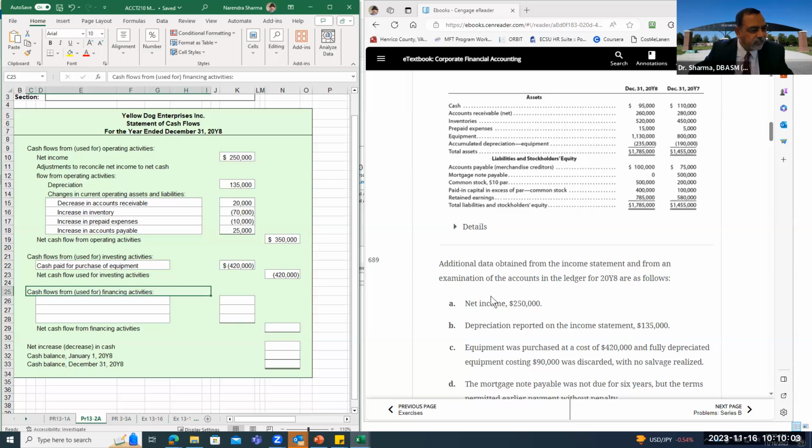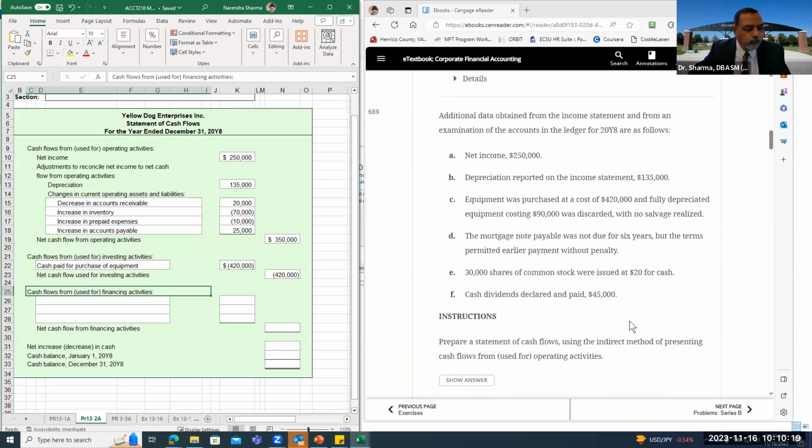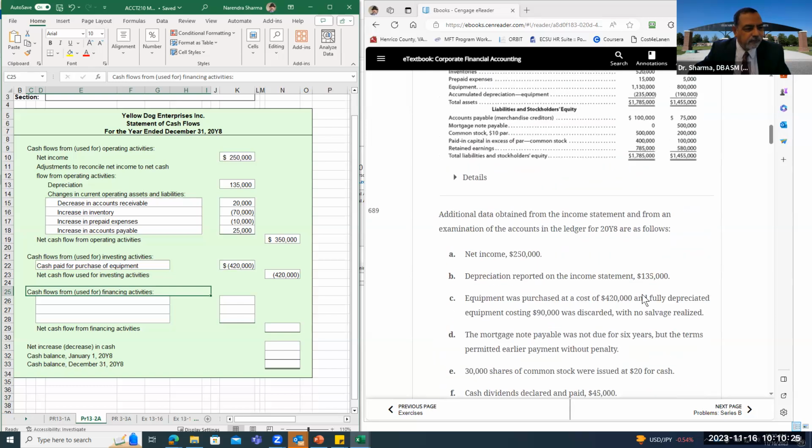In the financing activity, remember, we look at the long-term liabilities and any changes in the common stock. It says 30,000 shares of common stock were issued for 20 cash. Okay.